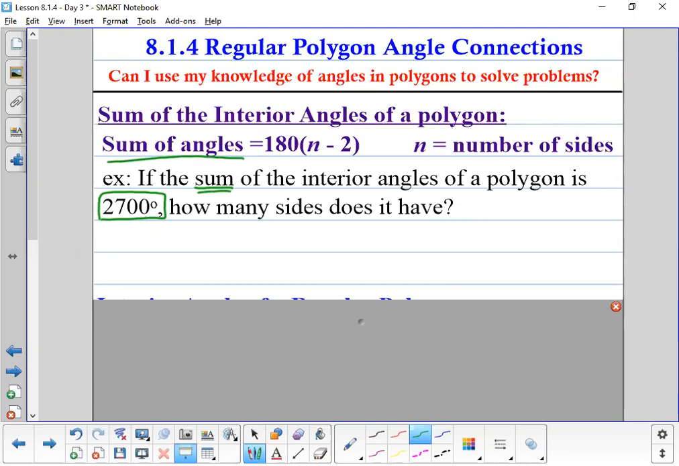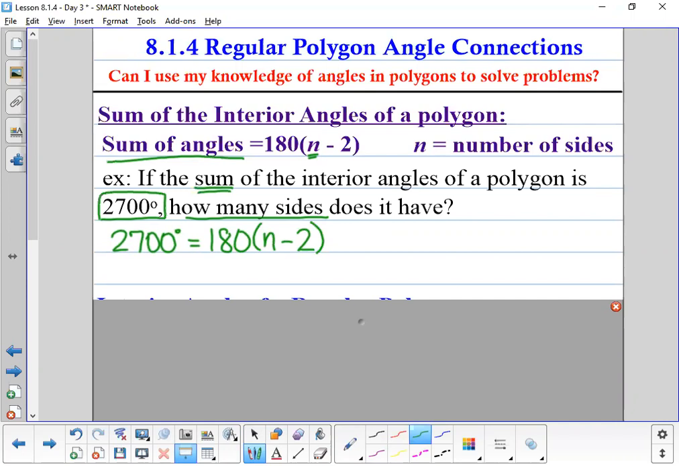And the question asks us how many sides. So that is what our variable is. So our variable is going to be n, the number of sides, and we can plug our numbers and our variable into the formula and solve. So let's do that. The sum of the angles, 2,700 degrees, equals 180 times n minus 2. And now we're going to solve this equation for n.